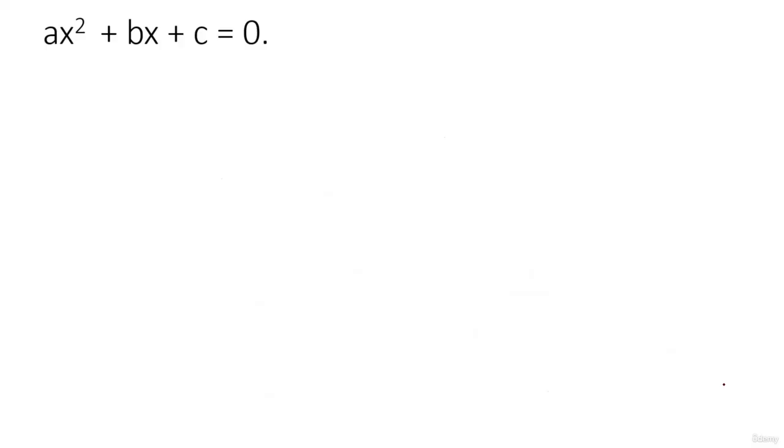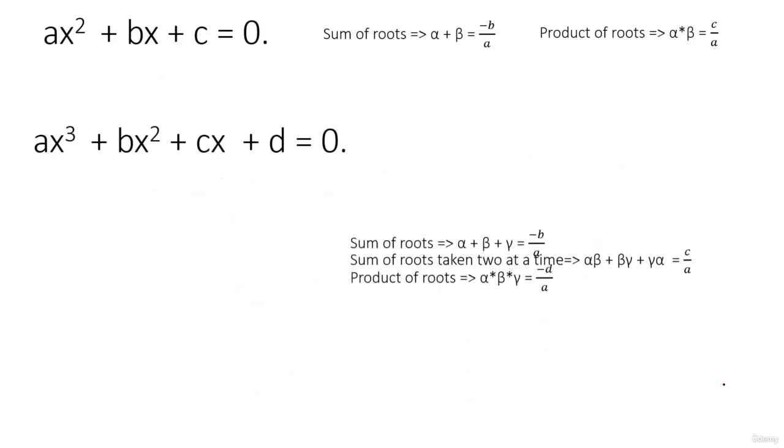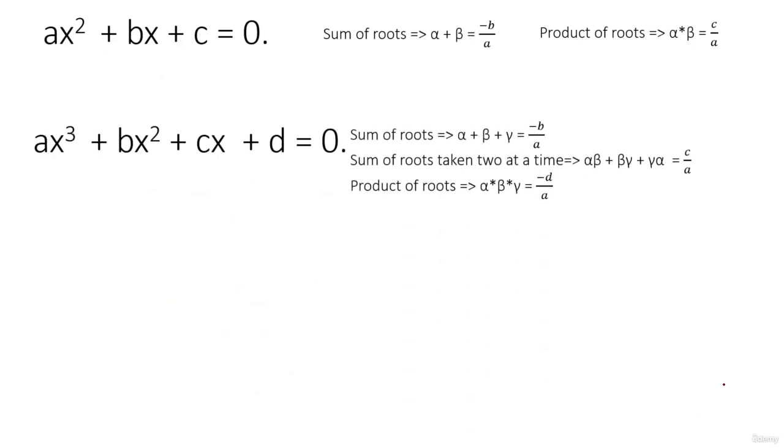So we know from the quadratic equations topic that for any quadratic equation ax square plus bx plus c, the sum of the roots is given by minus b by a and the product is given by c by a. Likewise, you can also observe the same thing for a third degree or cubic equation. The sum of the roots is given by minus b by a. The sum of the roots taken two at a time is given by c by a.